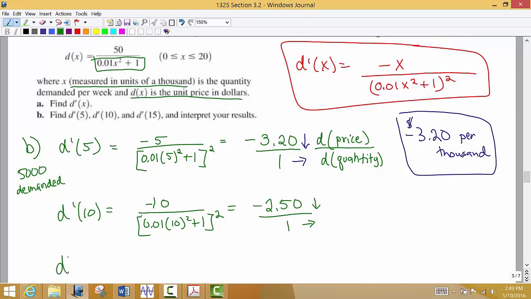Okay, d prime of 15, we're going to put 15 in place of x in the derivative. So if I am currently at this level of demand, so 15,000 units are demanded, if we drop the price by $1.40, then 1,000 more units would be demanded.